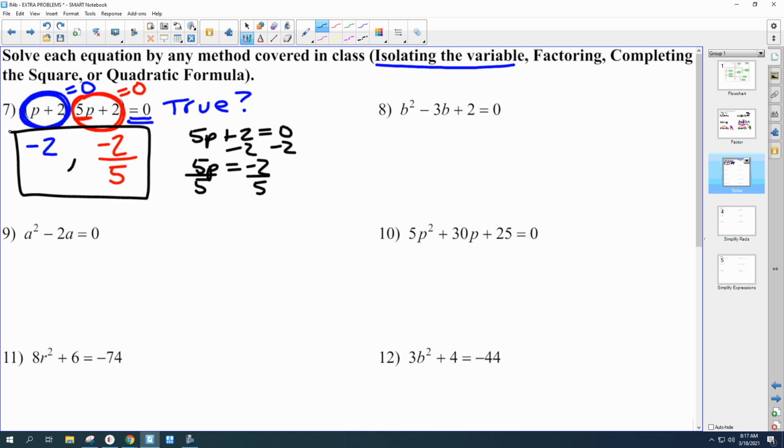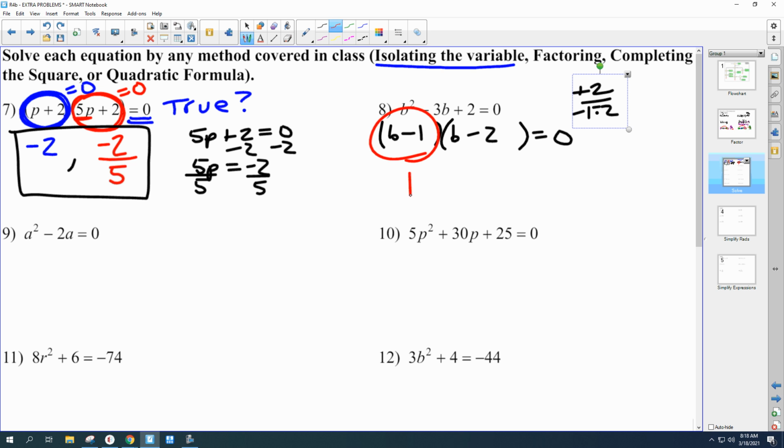Next problem, number 8. That looks like an easy trinomial to me. I'm going to factor that if I can. 2 numbers that multiply to 2 and add up to 3. 1 and 2, of course. Multiply to a positive, add up to a negative. That means both numbers are negative, minus 1, minus 2. That's factored, but because of that equals, we have to find the zeros. 1 and 2.